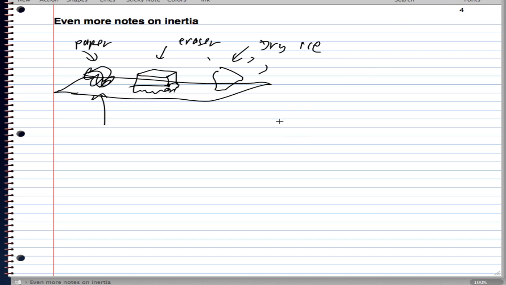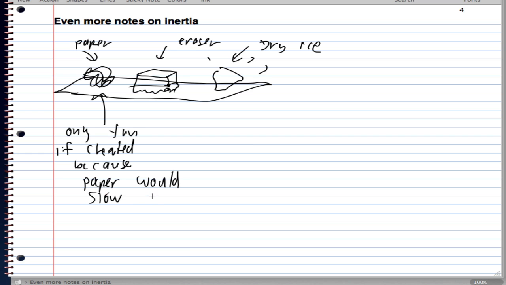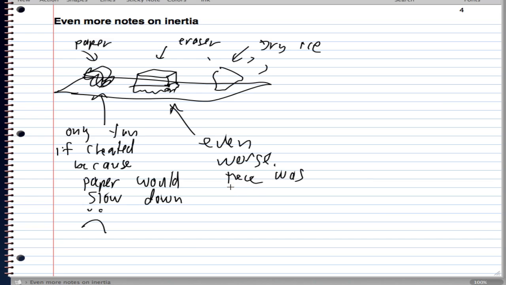When we played air hockey with paper, it was only fun if you cheated, because the paper would slow down. It would go all over the place. It was slow and it was boring. When we tried playing with the eraser, it was even worse. It was the most boring game ever because when you pushed the eraser, there was so much friction. The game was just terrible.